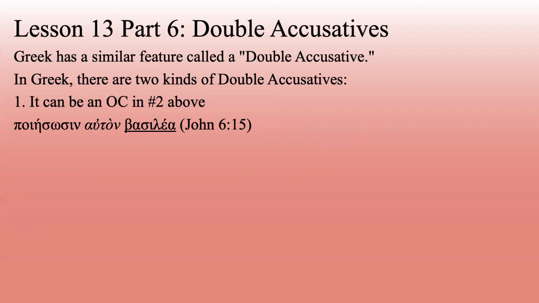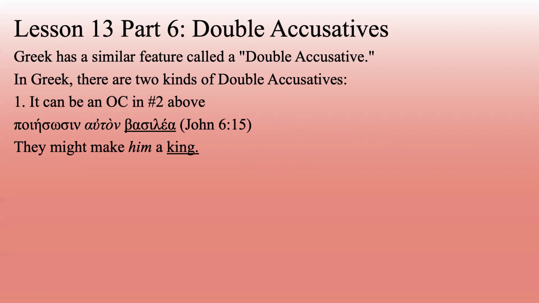So, poiēsōsin auton basilea. They might make him a king. Now notice, auton and basilea are both in the accusative. They're their own different genders because auton is him, so it's masculine. Basilea, actually that one might be masculine as well. Not sure, that might be neuter. Whatever its gender is, doesn't matter. It's not trying to match in gender. These are both different nouns, but they're both in the accusative.